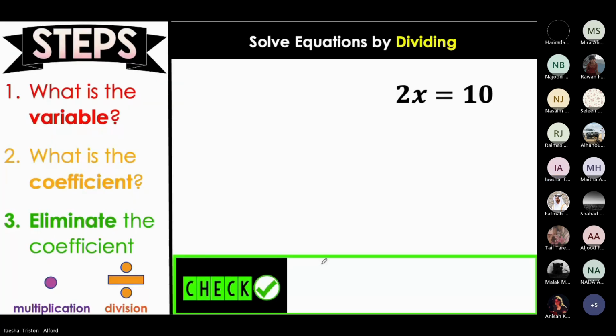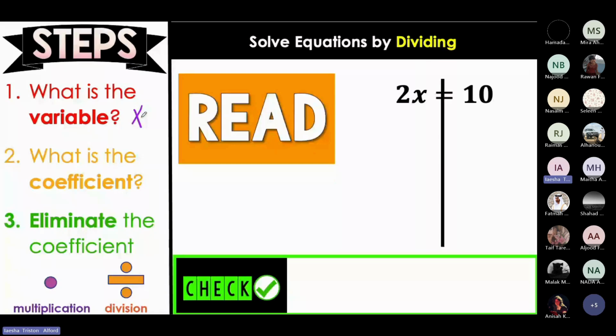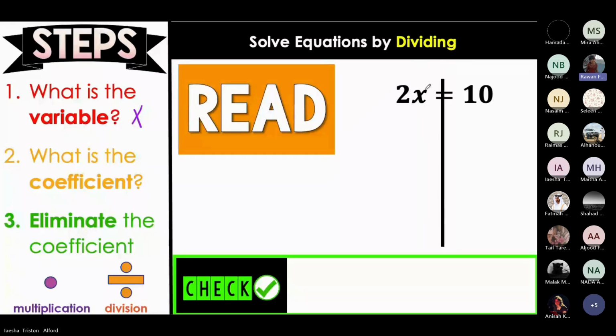So here, what's your variable? x. So focus on the variable. Read this one. 2x equals 10. Another way to read it: 2 times x. We read it as multiply. So what number is our coefficient?